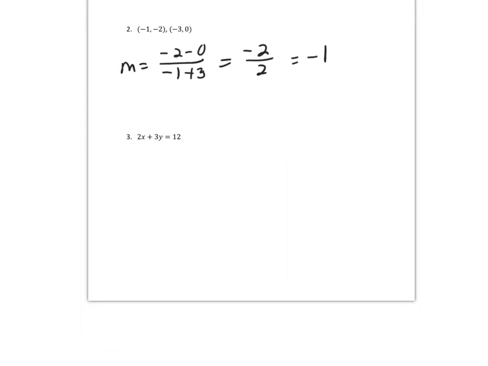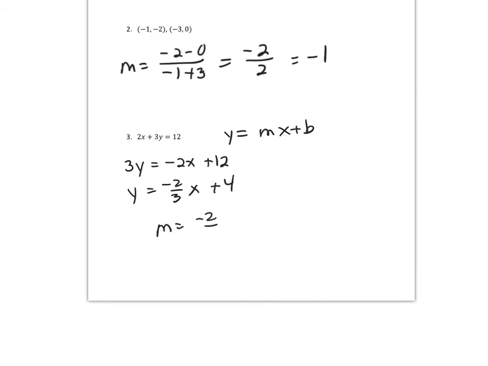In number 3, I'm given an equation, and you need to solve this equation for y and put it in the form y equals mx plus b. That's 3y equals -2x plus 12. That's y equals -2/3 x plus 4. So your slope is -2/3.